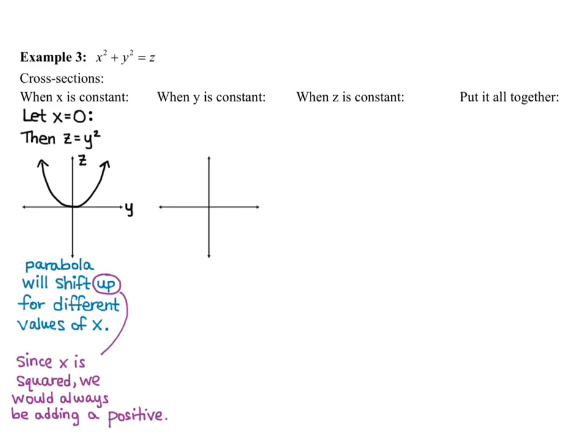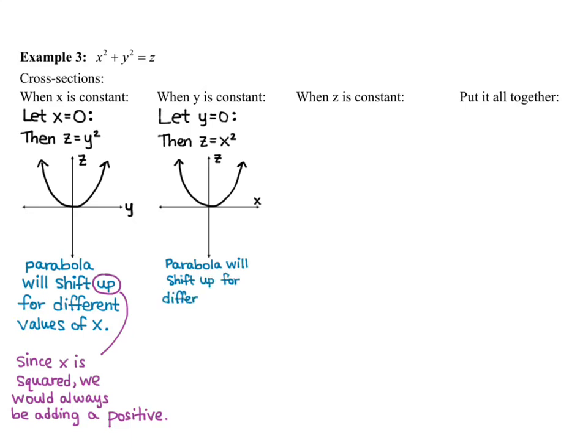Okay, now let's focus on the next cross section when y is constant. Let's let y equal 0, and then we get the equation z equals x squared, which is also a parabola, so I'll set up my xz plane and go ahead and graph that parabola. Now this one will also shift up for different values of y. Again, the reason it only shifts up is because y is squared, so you'd always be adding a positive number, so it will never go below the x-axis.